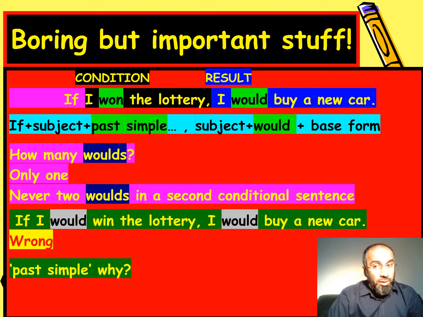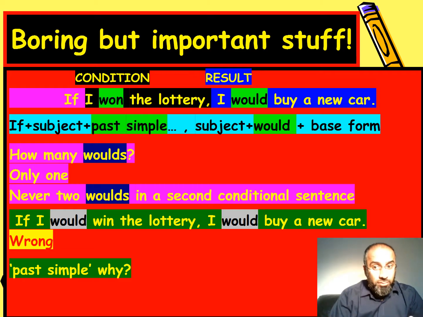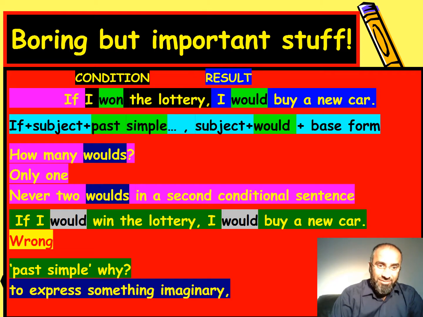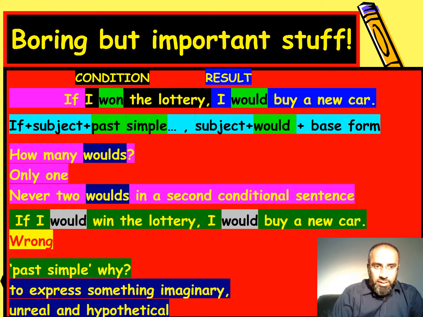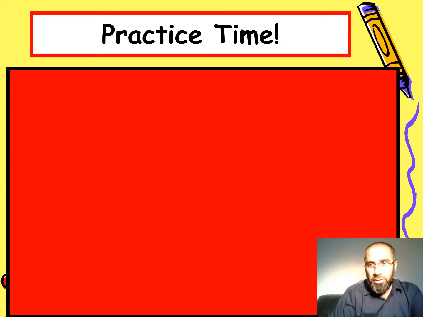Okay. Past simple. Why past simple? Yes, very good. To express something imaginary or unreal. Topsy turvy world. Unreal world. Okay. Well done. You're doing a good job. Right. Let's move on and do a little bit of practice now, because I think now you know the form and also the function of second conditional.